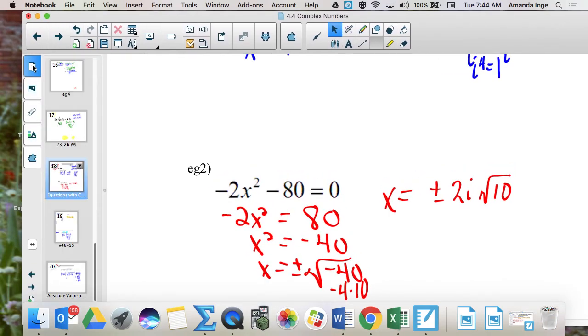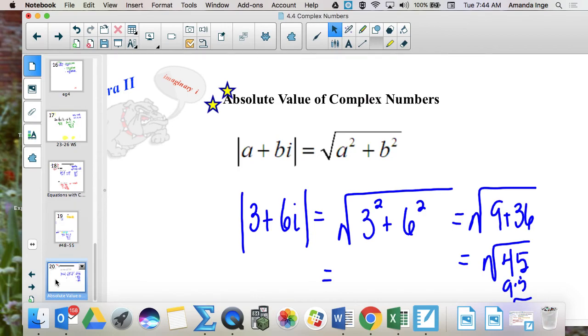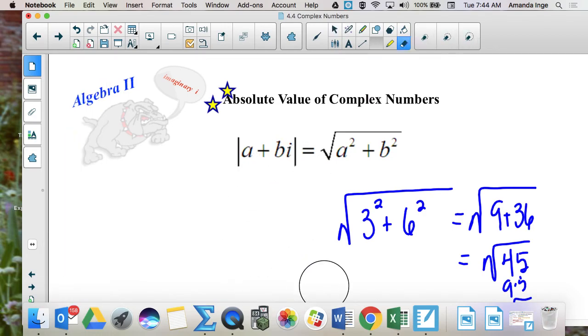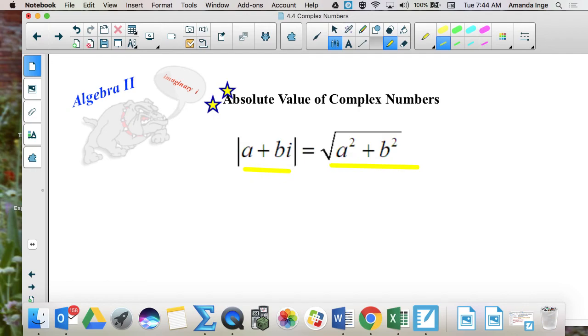I'm almost finished. So the last topic I wanted to go over is absolute value of complex numbers. The absolute value of a complex number is equal to the square root of a squared plus b squared.